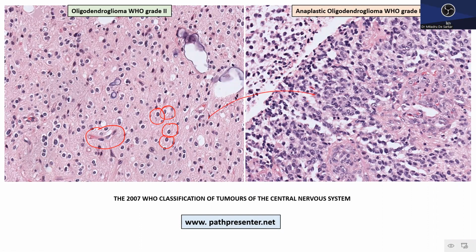Add findings like hypercellularity, but most importantly, mitotic activity, along with the glomeruloid endothelial proliferation, that is the microvascular proliferation, and you have a jump from grade 2 oligodendroglioma onto anaplastic oligodendroglioma, which gets a WHO grade 3.